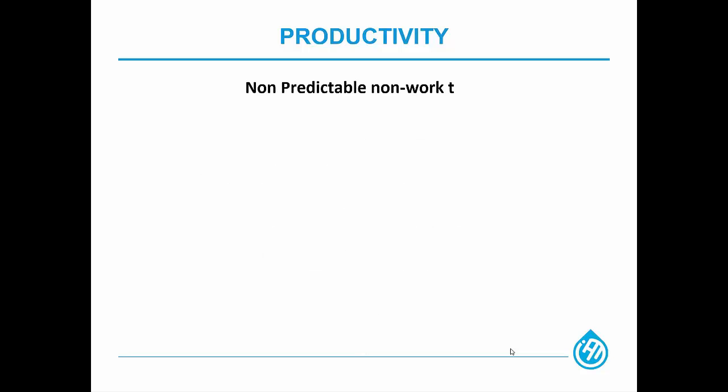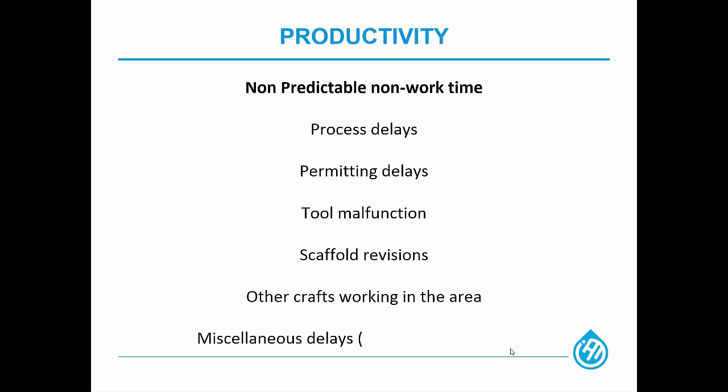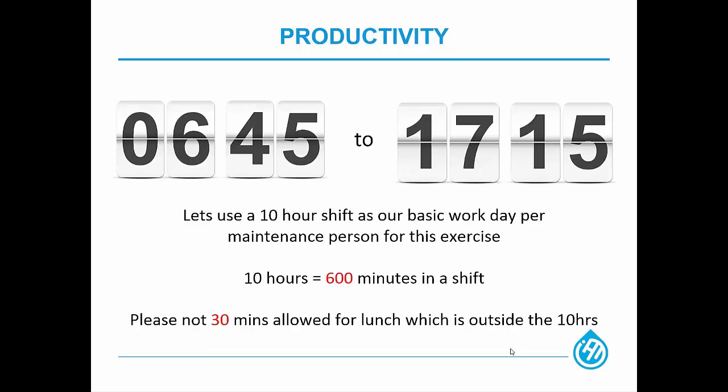Examples of non-predictable non-work time are process delays, permitting delays, tool malfunction, scaffold revisions, other crafts that are working in the same work area as yourself, and miscellaneous delays such as weather impacts. The following slide shows an example of how to determine the available work time.